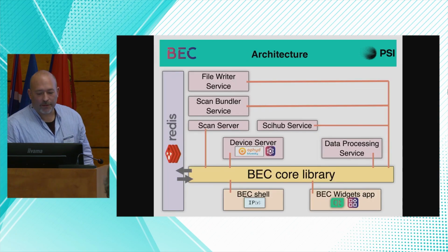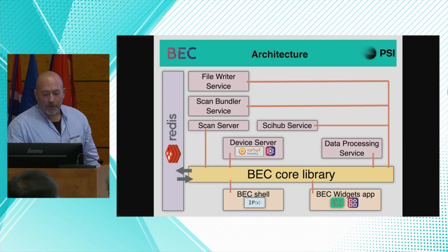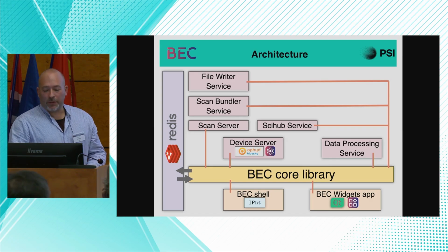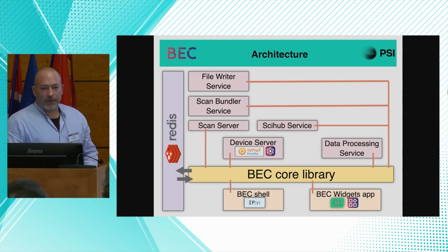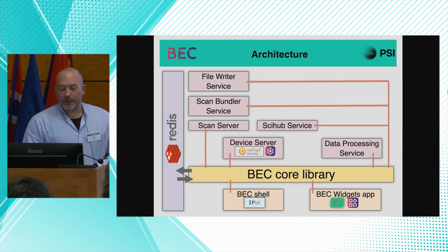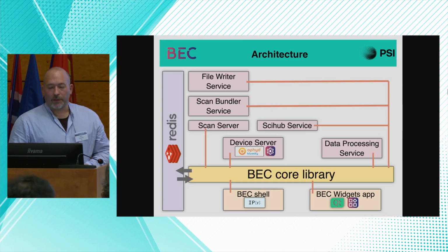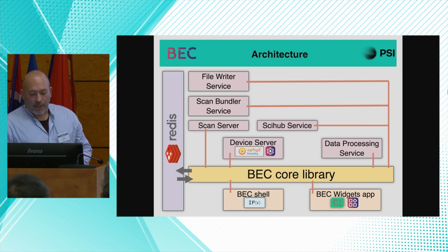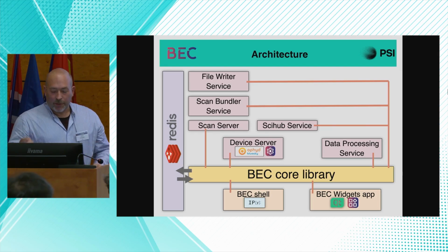So basically, the architecture of Beck is very modular. So the cornerstone is really the Beck core library, and it brings all the bits and pieces for the other services. So the services are independent processes. And they rely on the library to communicate with Redis and to communicate between them.